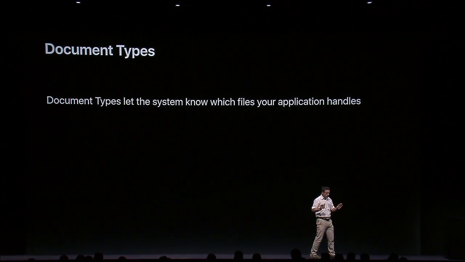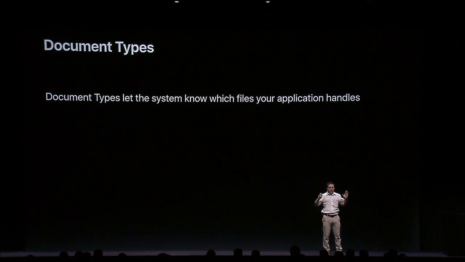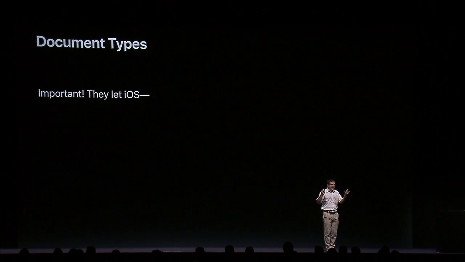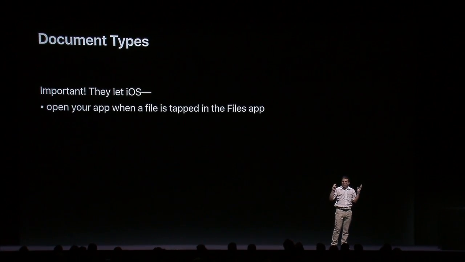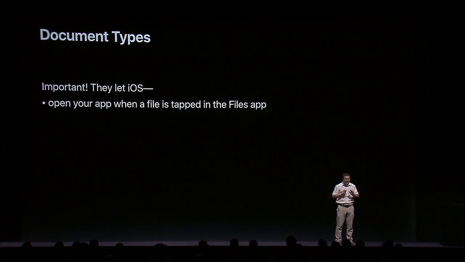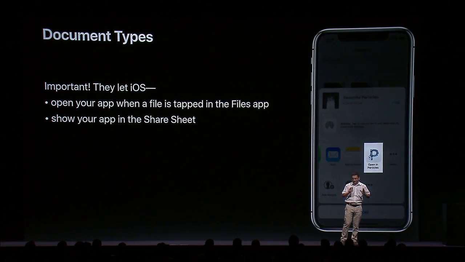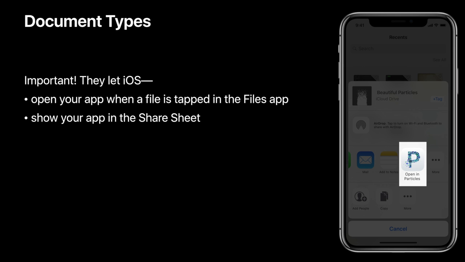Now, you will notice that during the demo, we have again talked about file types. And many among you probably don't know what these are. So let's talk about file types. Document types let the system know which files your application knows how to handle. And they are important because they let iOS open your app when a file is tapped in the Files app. They also let it show your app in the share sheet. And finally, it lets iOS choose the proper icon for your documents.